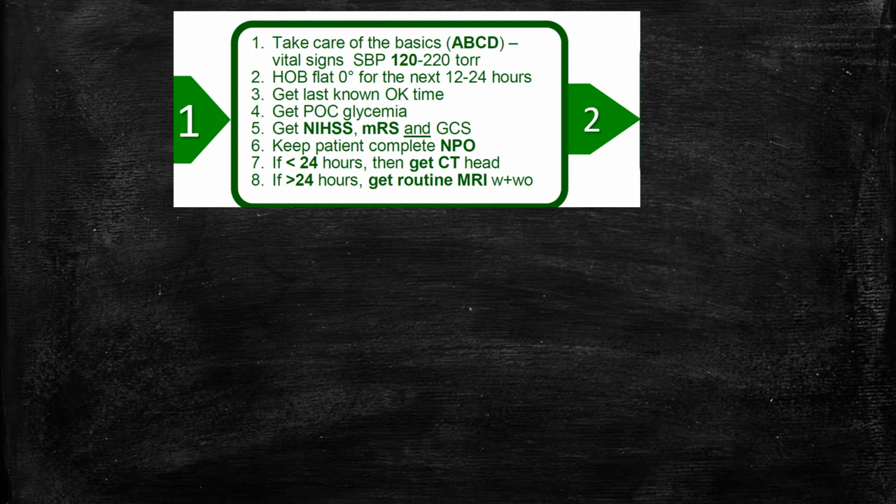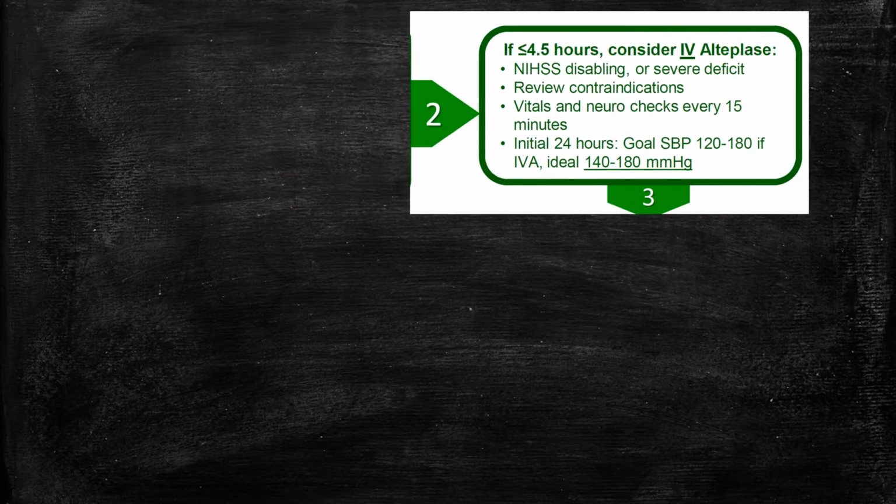Start checking the vital signs at least every 15 minutes, if not more frequently. To give IV alteplase, the goal systolic blood pressure should be between 120 and 185. Some recent publications suggest the best blood pressure range for an acute stroke in the first 24 hours seems to be between 140 and 180 mm of mercury.